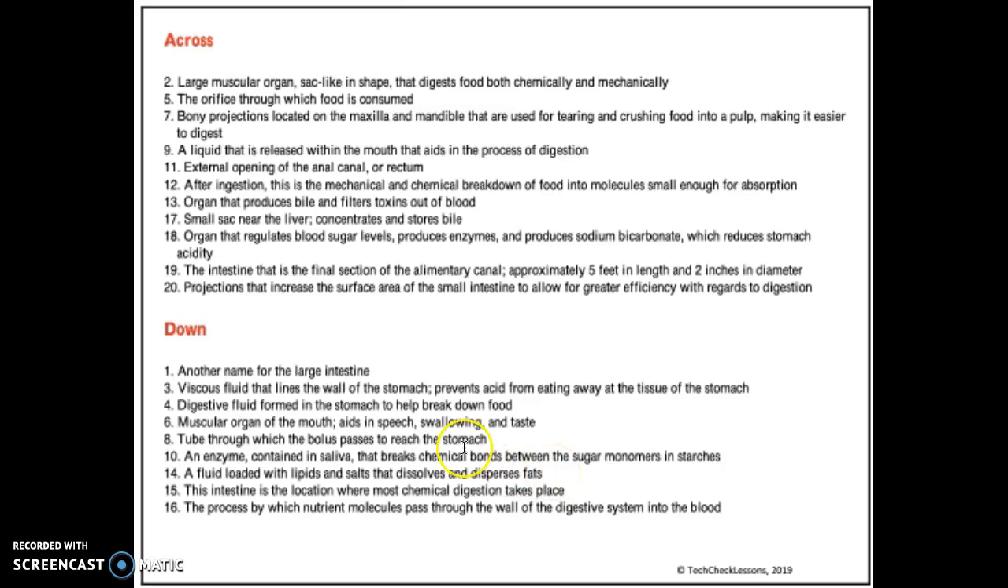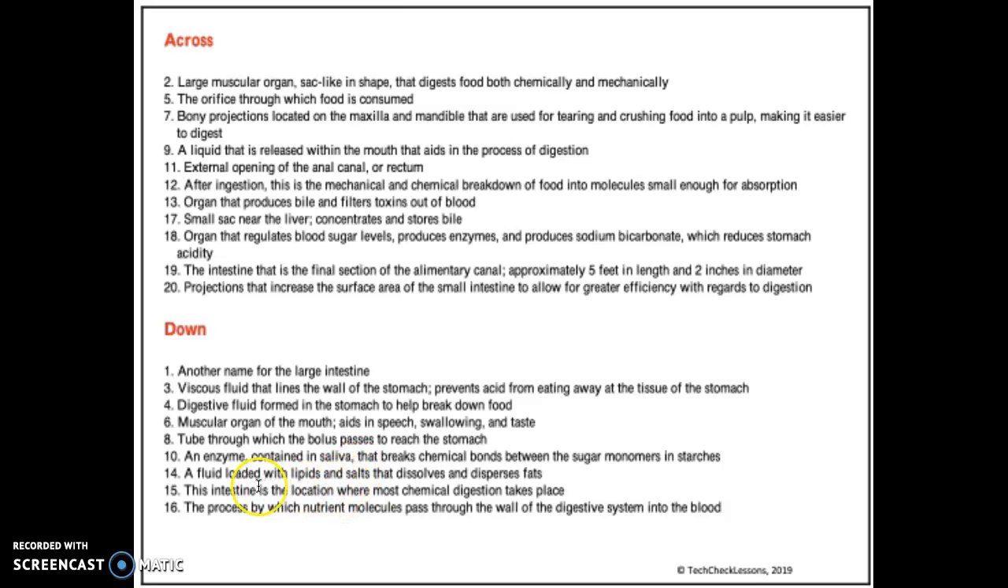Number 14, a fluid loaded with lipids and salts that dissolves and disperses fats. Now, if you remember from up here, it is the bile. Remember how the liver produces the bile and how it is stored in the gallbladder? Yeah, we are talking about the same liquid. It is loaded with lipids and salts that dissolves the fat or disperses the fat.